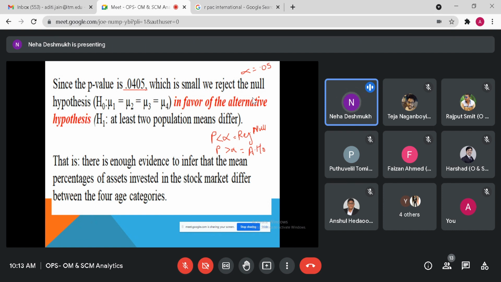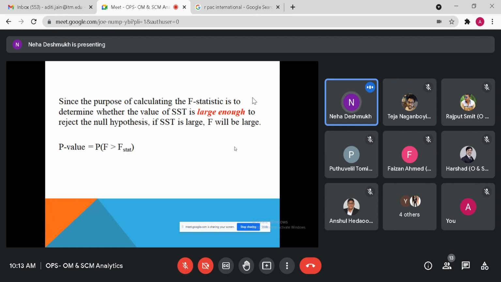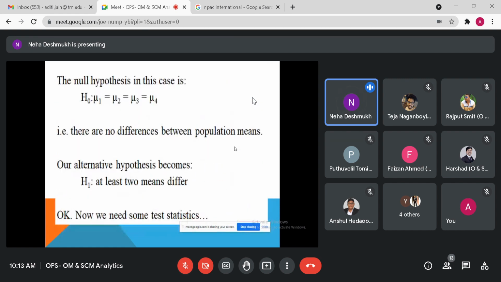Now listen. The p-value is 0.04. Alpha is 0.05. Is it less than or greater than? Less than, ma'am. Less than, right. What does it mean? We reject the null hypothesis, right? We reject the null hypothesis. Where is our hypothesis? Here. We reject this hypothesis, which means what? What should be the conclusion? There are at least two means which have some difference.